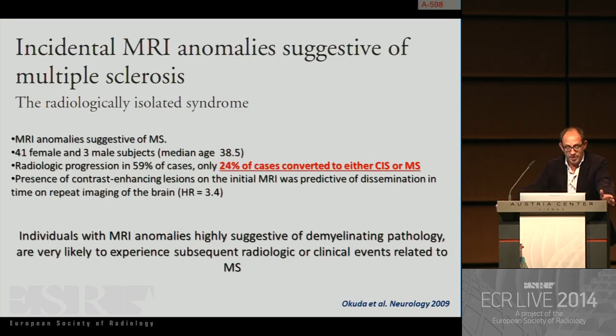So the term radiologically isolated syndrome was first proposed by Okuda in this paper, also published a few years ago. This study showed the presence of these abnormalities in more than 40 patients. And the most interesting thing about this paper, as in the results of other papers, is that around 25% of these patients converted to either a clinically isolated syndrome or definite MS. So these findings have clear clinical relevance.